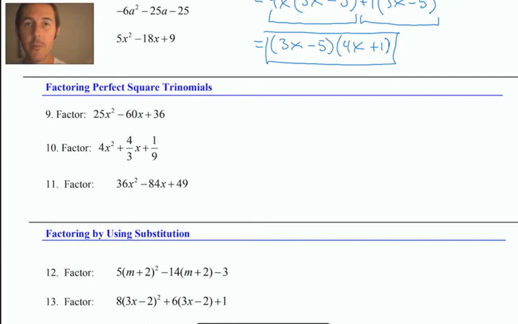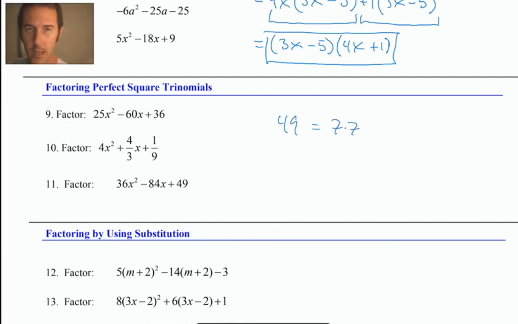Now let's talk about perfect square trinomials. What in the world is a perfect square trinomial? A perfect square trinomial consists of 2 things. And the first thing I always like to ask is this. Is the number 49 a perfect square? And hopefully you said yes. And then I'm going to ask you, how do you know? And maybe you say, well, because 49 is 7 times 7.